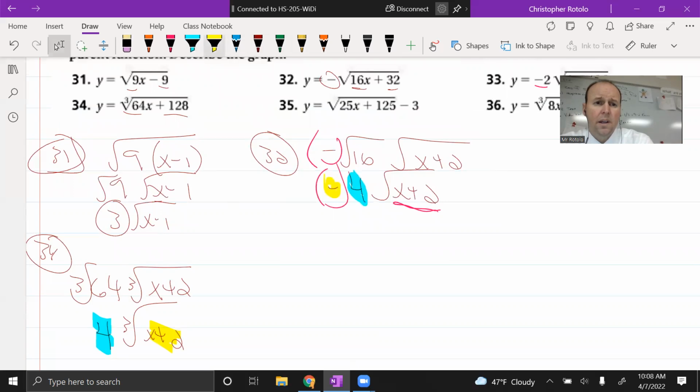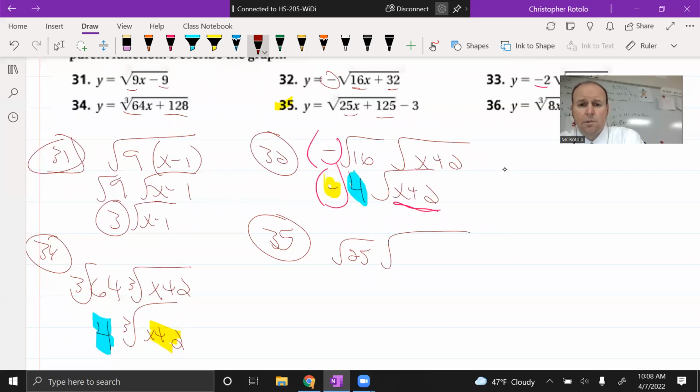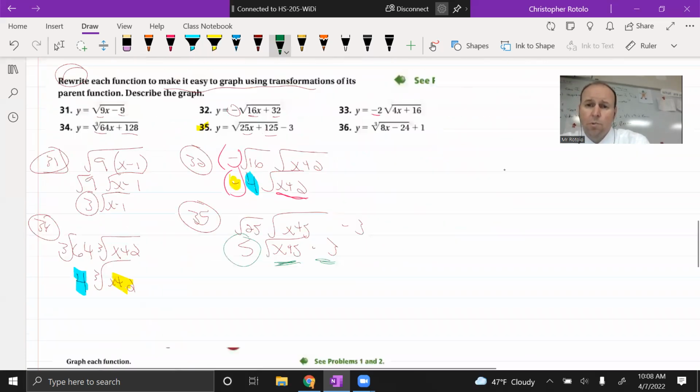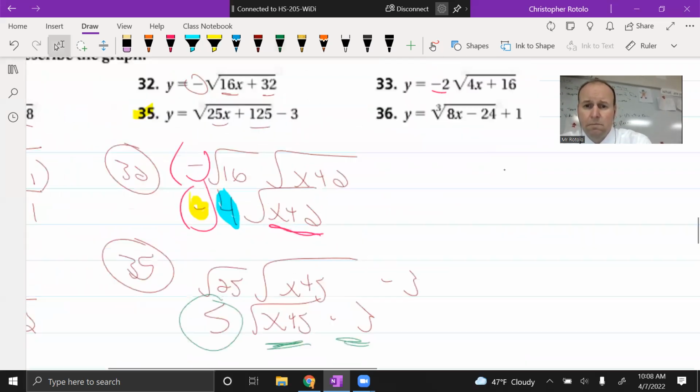All right. We have one more that I'll deal with. 35 real quick. Hang in there. 35. So what do we got? It's back to a square root. So 25. All right. Square root 25, square root of x plus 5, and then a -3. So it's 5 square root x plus 5, and then a -3. All right, so we can kind of walk through each step, right? We have vertical stretch. We're going to move it to the left 5. We're going to move it down 3. So just watch for cube roots and square roots.